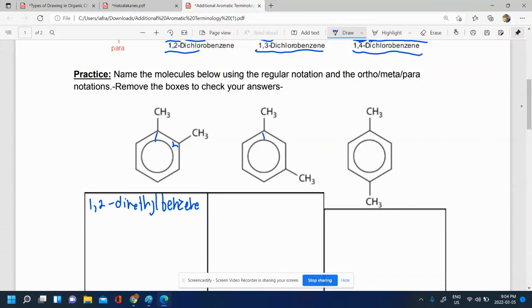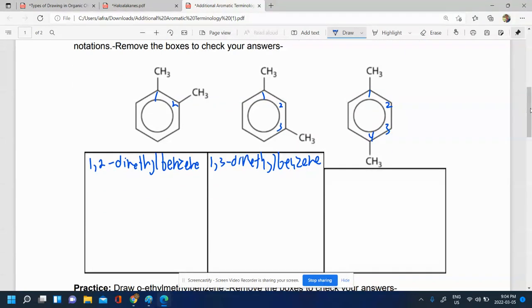Here we have 1, 2, 3. So 1,3-dimethylbenzene, and here we have 1, 2, 3, 4, 1,4-dimethylbenzene.